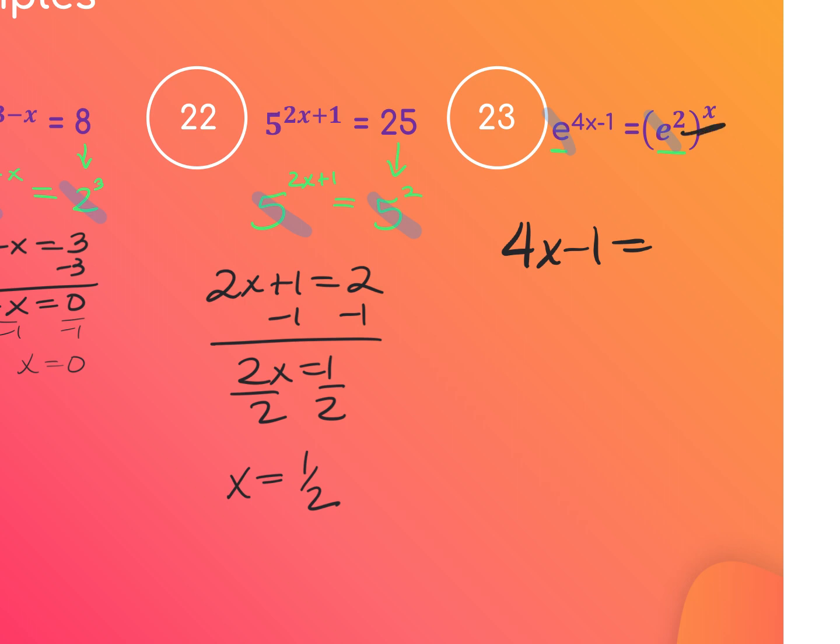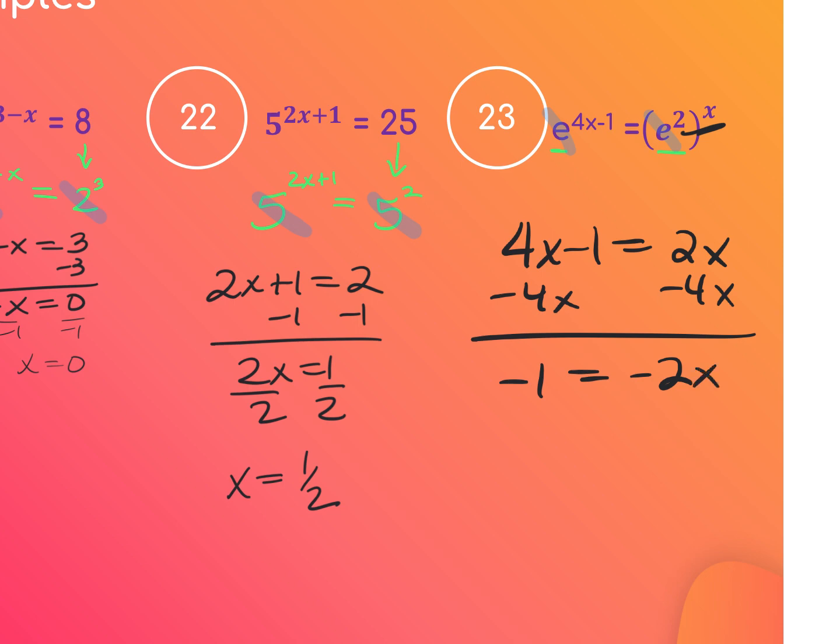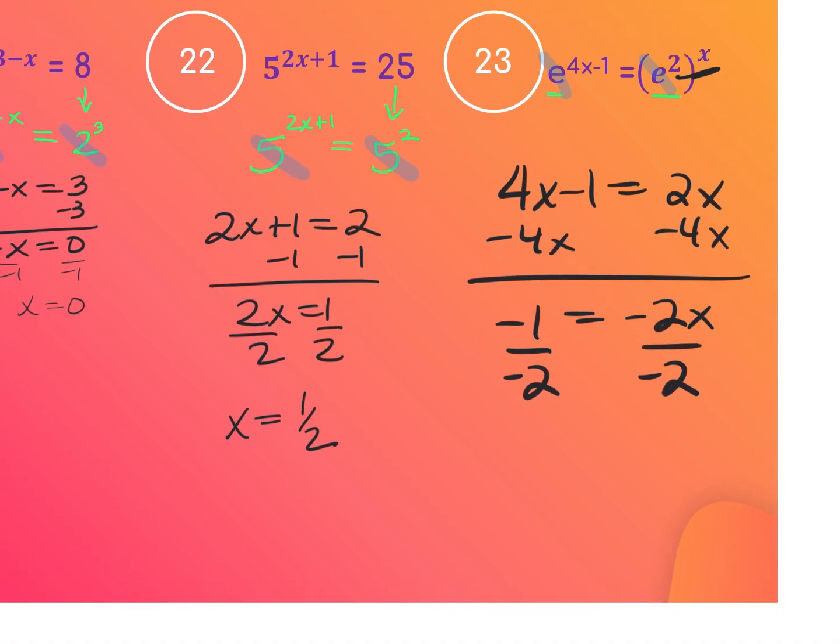This 2, power to the power, multiply it. And now get your x's together. Negative 1 equals negative 2x. Divide both sides by negative 2. Negative 1 divided by negative 2 is positive 1/2 equals x. So even if it's got a base of e, we're not using a calculator, we're making it have the same base. And the base was e.